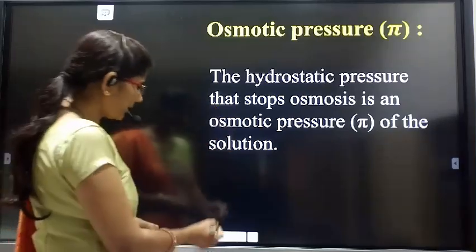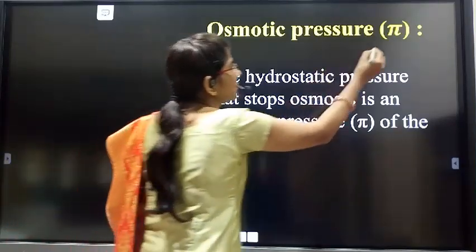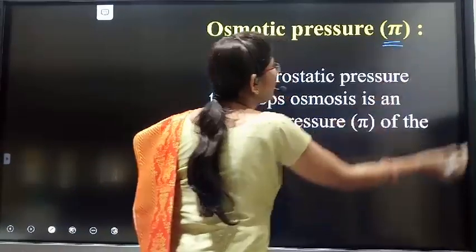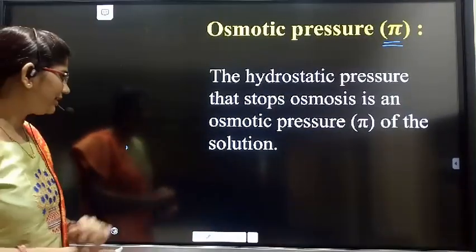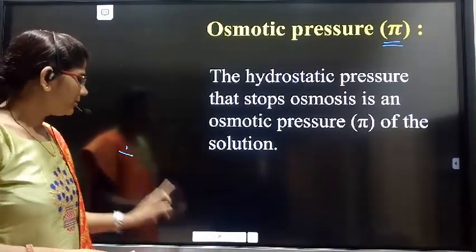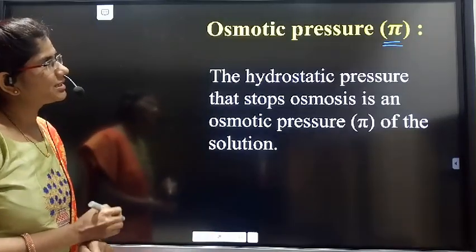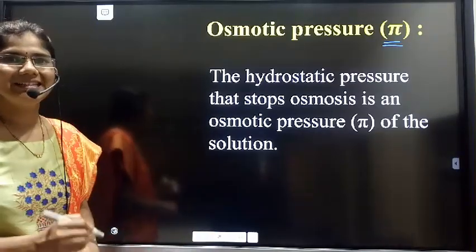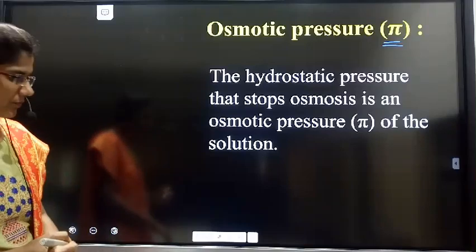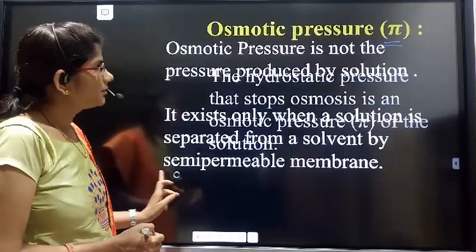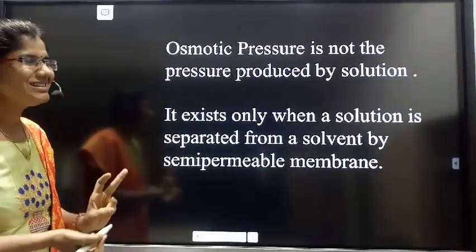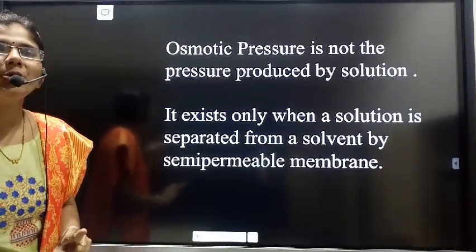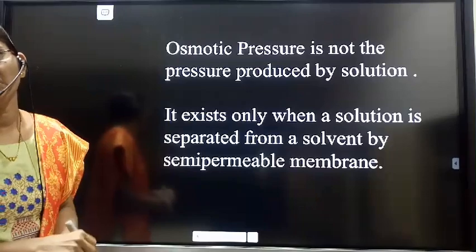The osmotic pressure is denoted by the letter pi. This is our fourth colligative property, that is osmotic pressure. Next, these two sentences are very important sentences related to the osmotic pressure.